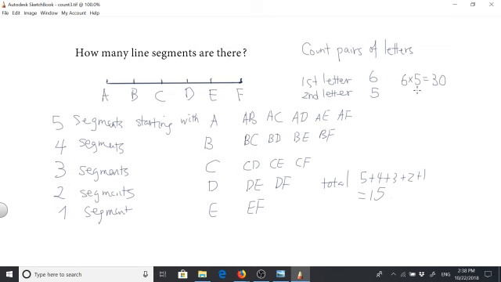But of course, our answer is not 30, our answer is 15. And that is because the letters AB and BA give you the same line segment. So when we count pairs of letters, we actually double count the line segments. So we need to divide by 2 because of double counting, and that gives us 15.